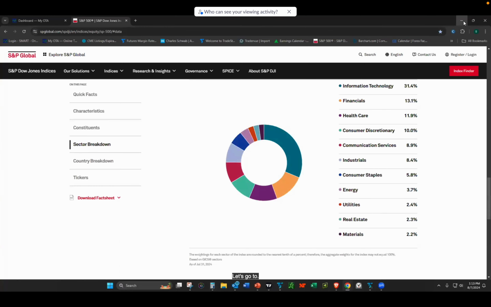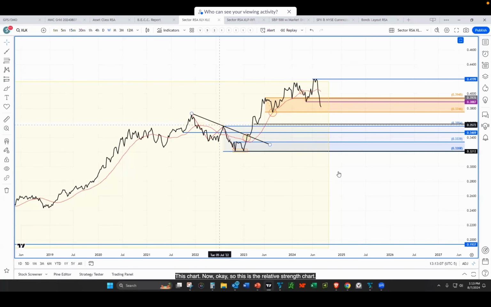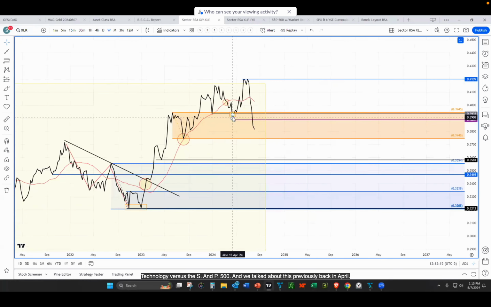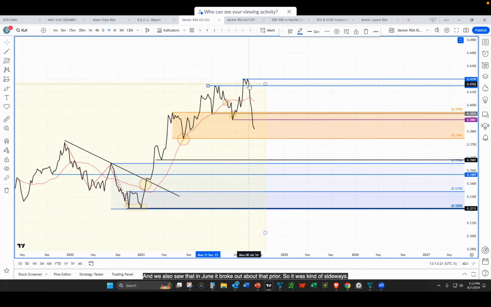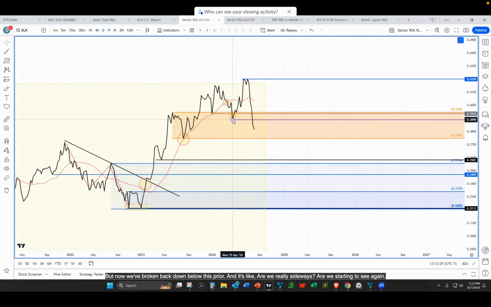Let's go to this chart now. Okay. So this is the relative strength chart for the technology versus the S&P 500. And we talked about this previously. Back in April, we actually saw that the market broke down below this prior low. And we also saw that in June, it broke out above that prior high. So it was kind of sideways. But now we've broken back down below this prior low.